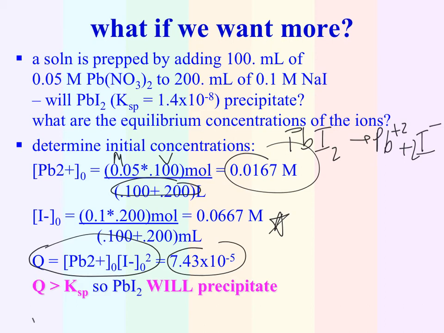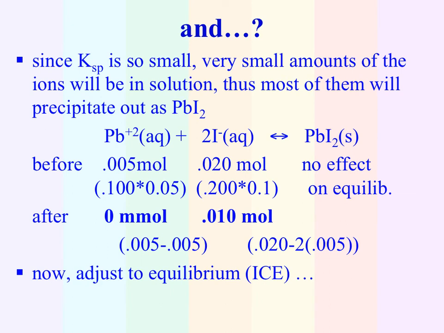But they also want us to figure out the equilibrium concentrations of the ions. So we want to figure out how much iodide and lead ion are going to be present at equilibrium. However, we have to figure out how much remains after the precipitation process has occurred, because we know that that's in fact going to occur. In order to figure that out, we first need to figure out how many moles of each of the ions we start with before the precipitation process.